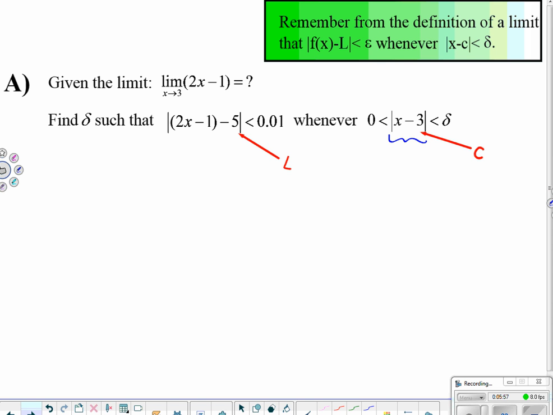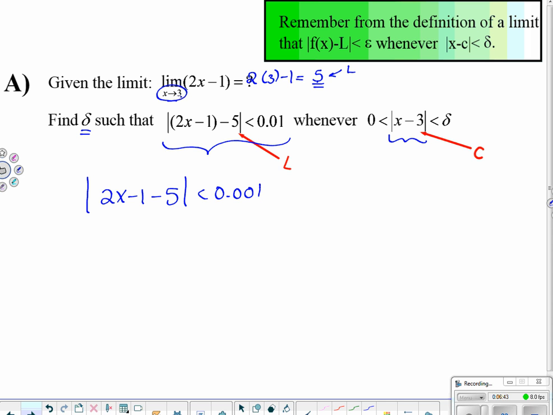So where do we go? Well, if I plug in 3 to this, I get 2 times 3 minus 1. I can find the limit value. It would be a limit of 5, wouldn't it? So this is my limit value, L. And what I want to do is determine delta. How far away from x approaching 3 must I be in order to be within 0.01 of 5, my limit value?